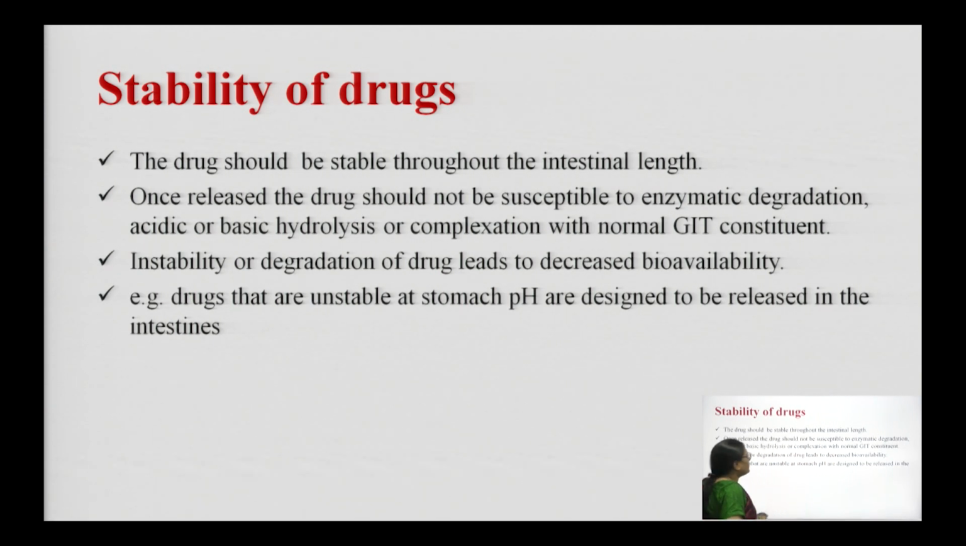And secondly, once released from the dosage form, the drug should not be susceptible to enzymatic degradation, acid or basic hydrolysis or complexation with the normal GIT constituents. Instability or degradation of drugs may lead to decreased bioavailability of the drug. For example, drugs that are unstable at the pH of the stomach are designed such that the drug is released in the intestines. They are mostly supplied as enteric coated products, and that will lead to release of the drug in the intestines, where they will be absorbed safely.